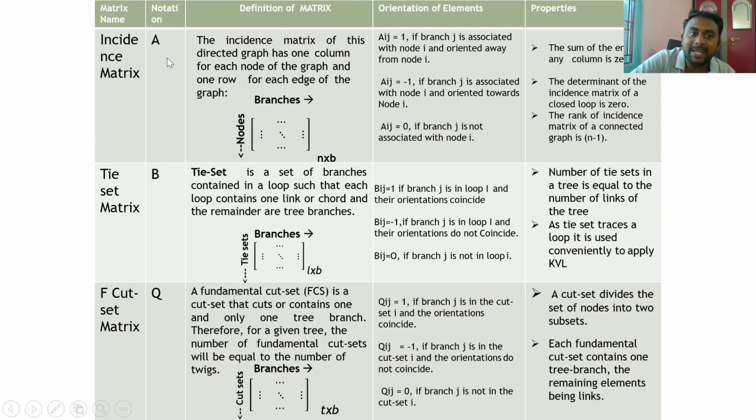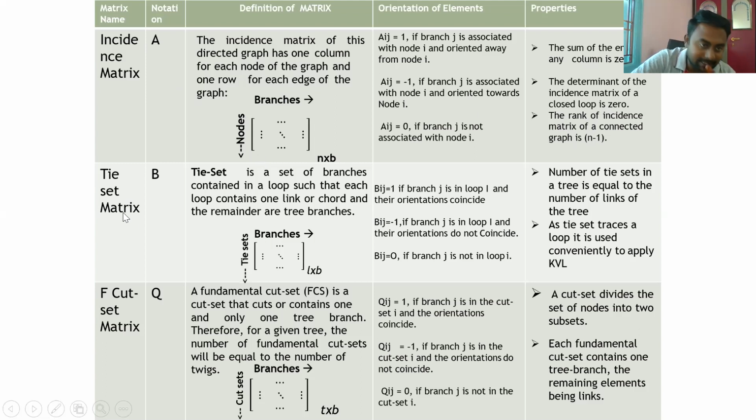The basic incident matrix, A suffix small a, is written for all the nodes. The incident matrix A is written by removing the last node. By removing the last node, we are writing the incident matrix A. That is what we have to remember.